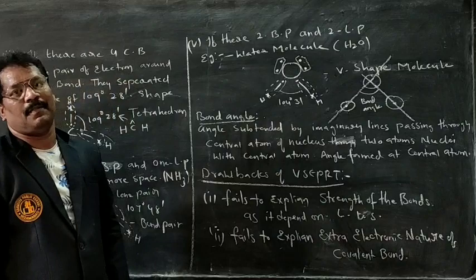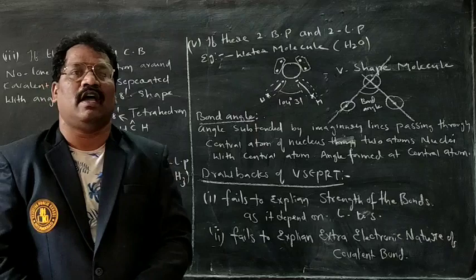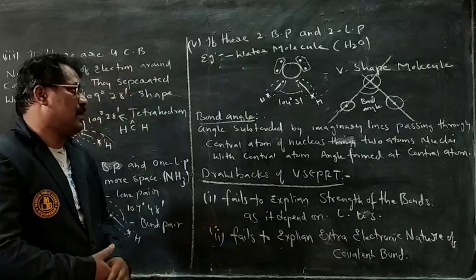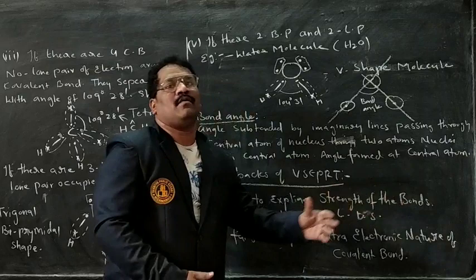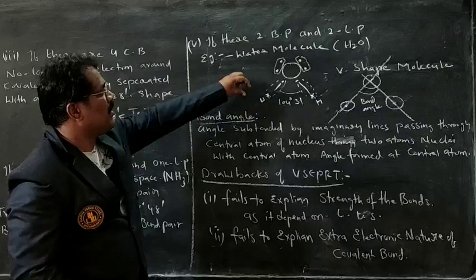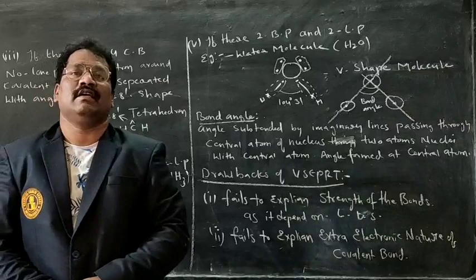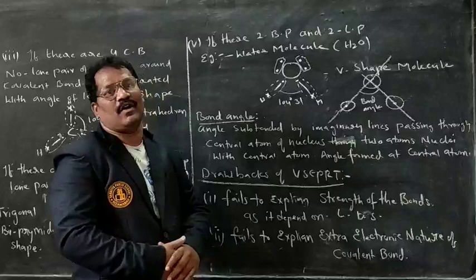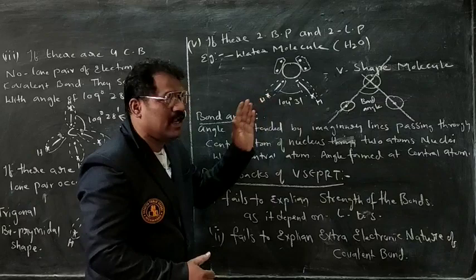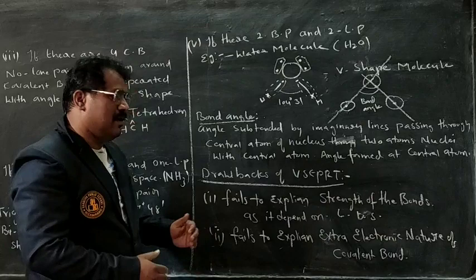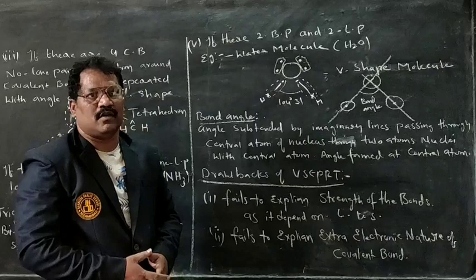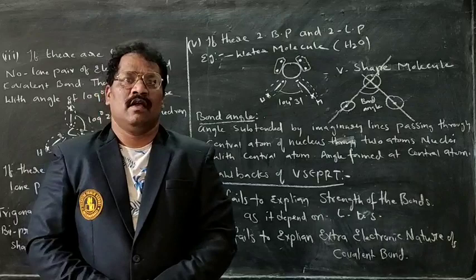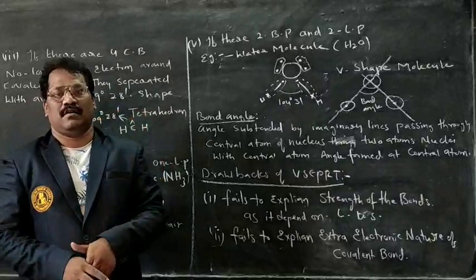Coming to drawbacks, this VSEPR theory is also having certain drawbacks. 2 drawbacks are there. First drawback is, it did not explain clearly about strength of bond. How much strength does a bond exist? It is forming a bonded pair here, we got it up, but how much strength the particular bond has could not be given clear explanation. Why? As this concept is dealing with Lewis dot structure formation of covalent bond only, it could not give strength of the bond. Coming to second point, it could not give a more explanation about electronic nature of covalent bond. How an electron plays a role, more information, it could not give a clear explanation.